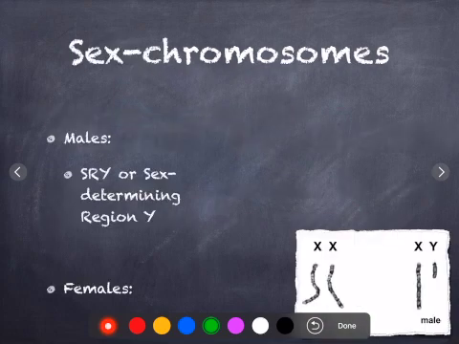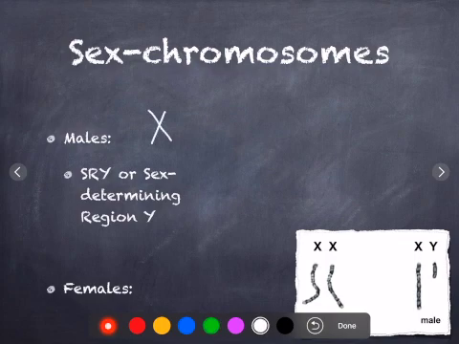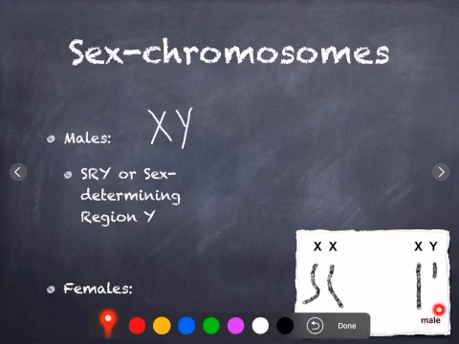Now our sex chromosomes are a little bit different. Males have sex chromosomes X, Y. You see these chromosomes down here, and you'll notice that the Y chromosome is a very small, very short chromosome. The reason for that is really the only thing it carries is this little gene that is usually located right there, and that is the SRY gene, or the sex determining region Y.